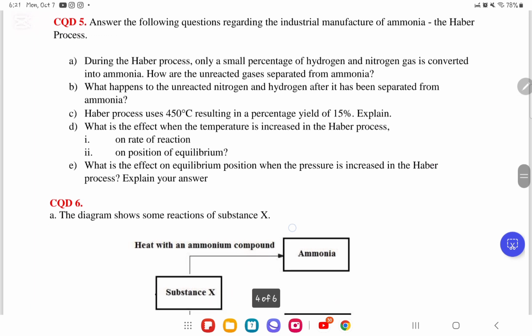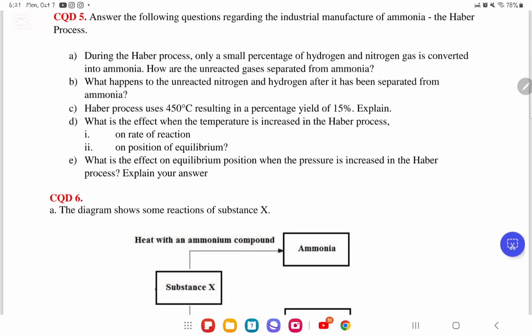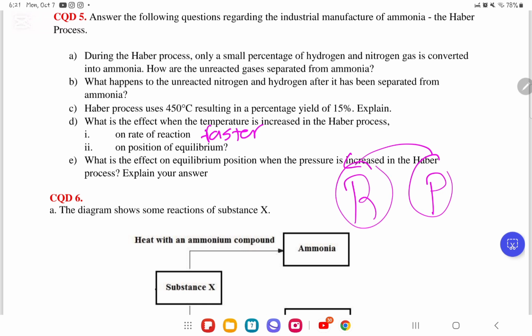Now, part D. What is the effect when the temperature is increased in the Haber process on the rate of reaction? If we increase the temperature, the rate of reaction becomes faster. So here it is faster. Then what happens to the position of equilibrium? Like we did before, in the end, our products are going to give heat to our reactants because it's an exothermic process. And because the products are giving heat to our reactants, then it is a backward or left shift. So we say the position is backward or left shift. So that was part D.